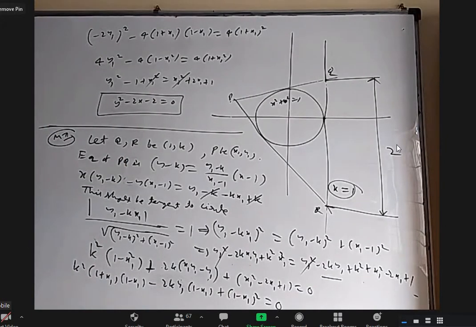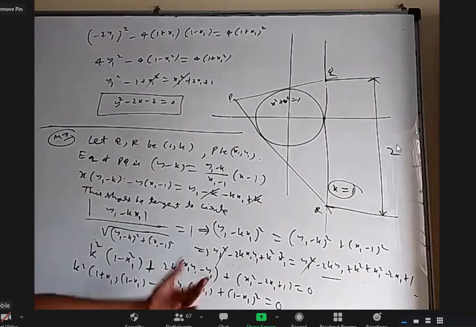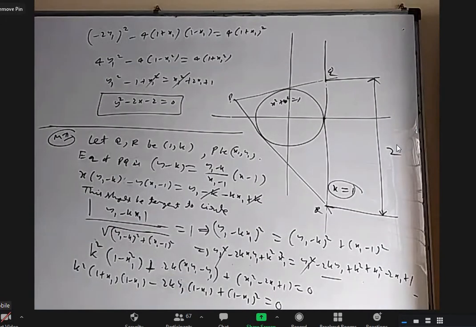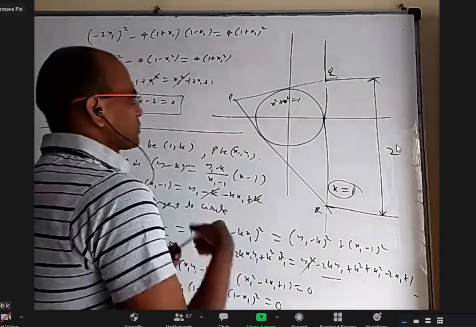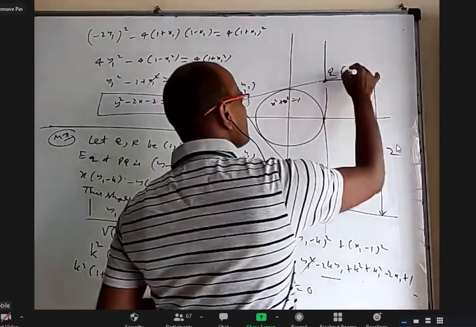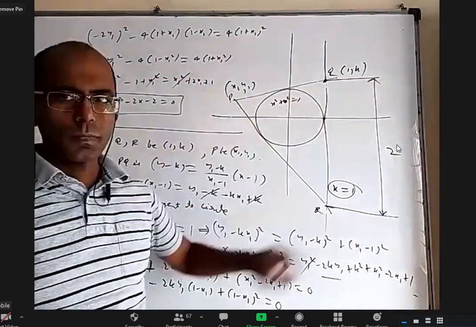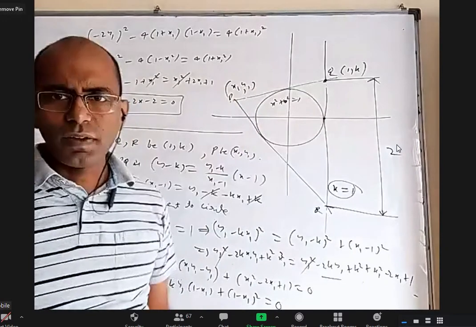Listen, the second method approach is slightly different, but we are getting the same result at the end. What is that? I am taking this point as x1, y1. See, this point I'll take as 1 comma k, either Q or R. If I know 2 points on a line, can I find the line equation?